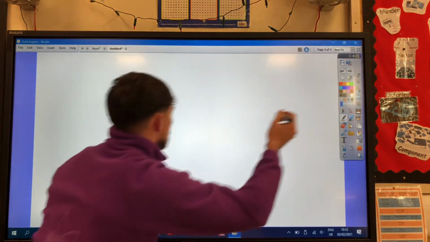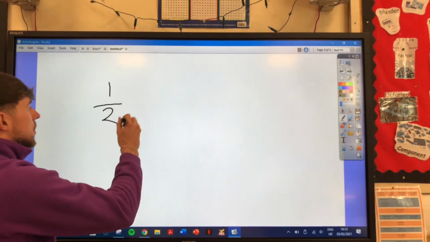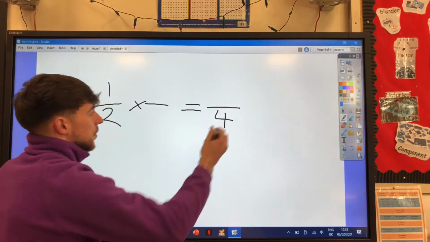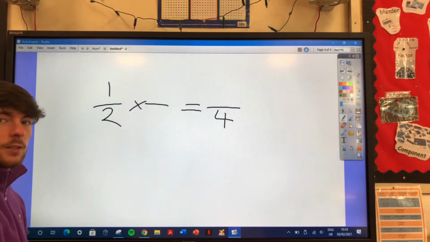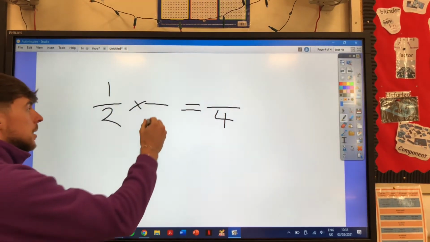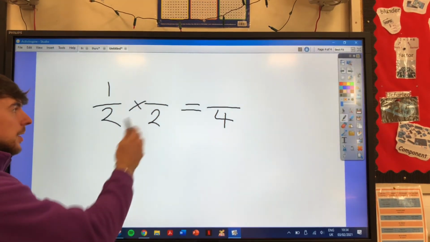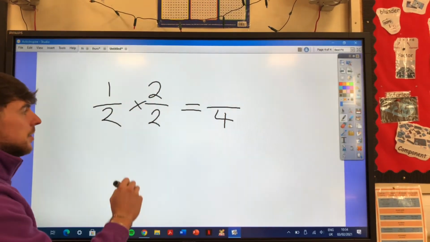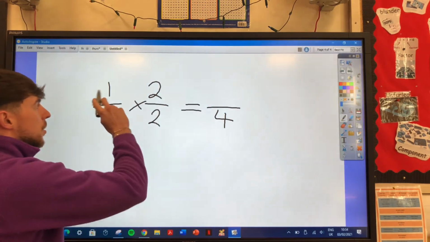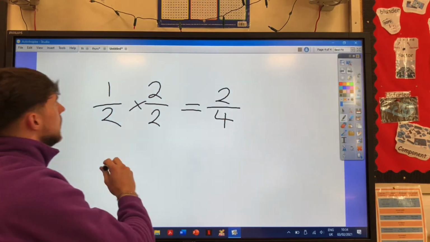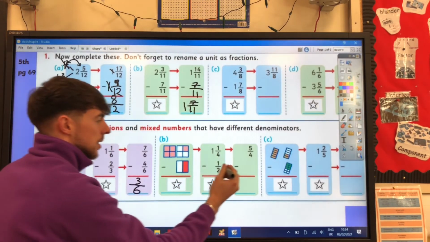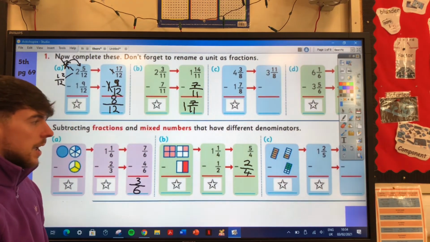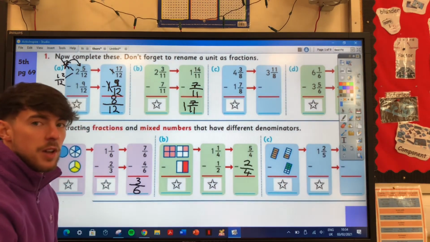Okay, so if we have a half and we want to multiply it by something to get something over 4, what can we do to 2 to get to 4? We multiply by 2. And we know if we do something to the bottom, we have to do it to the top. So if we multiply by 2 on the bottom, we have to multiply by 2 on the top. So 2 by 2 is 4, 1 by 2 is 2. Right? So our answer down here should be 2/4.